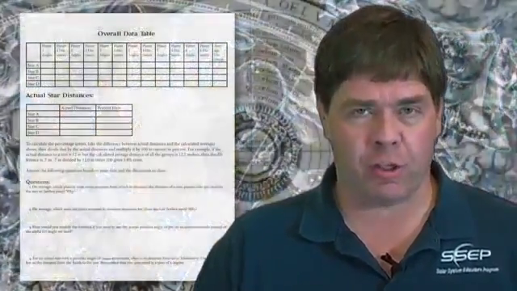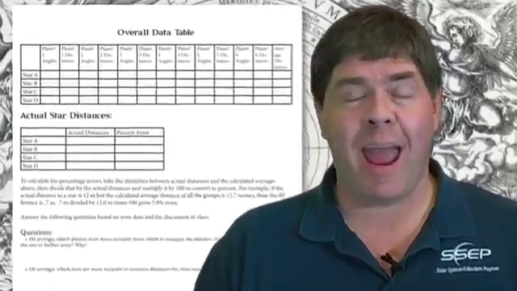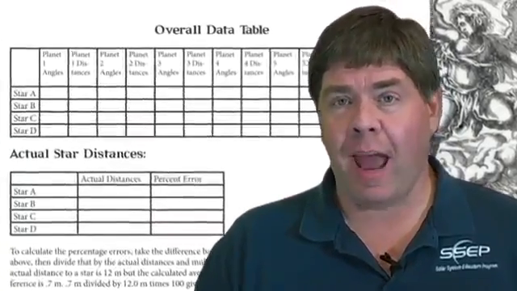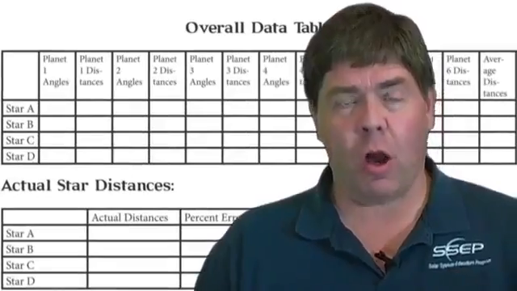Once the students have made their measurements and you return to the classroom, what you'll want to do is make sure that each group of students has done their calculations and that they take their measurements and average them together so that they get an average distance from the Sun to each star as measured from the different planets. You'll want to record the student averages for the distances to each one of the stars.